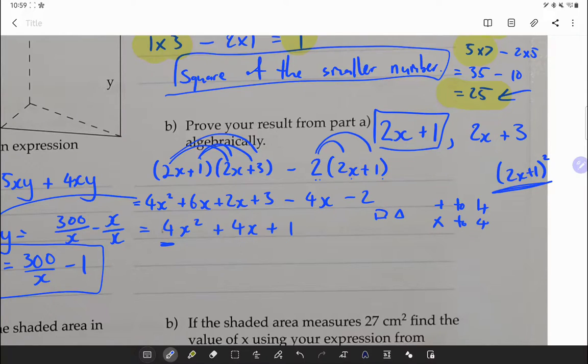Cool. I think about those two numbers. I'm thinking 2 and 2. A positive 2 and a positive 2. So we rewrite this equation like this. We just change that bit there. We split it up and say 2x plus 2x.